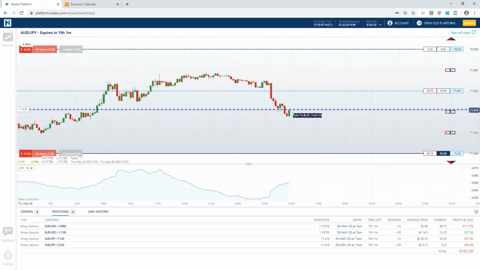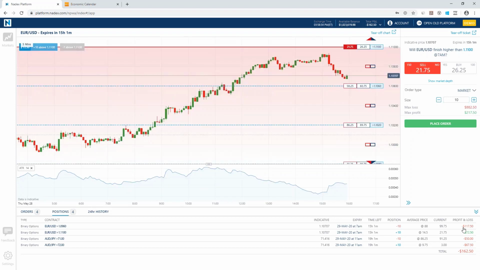I'm going to try to take a few more questions here. I've got a question about the Euro USD trade, so let's pop that back up here. Right now I'm down 117.50, and I think the question is, would I take that off?